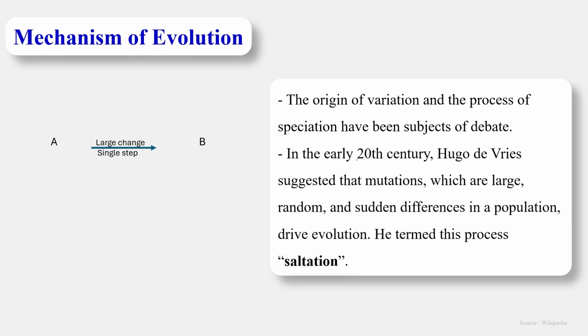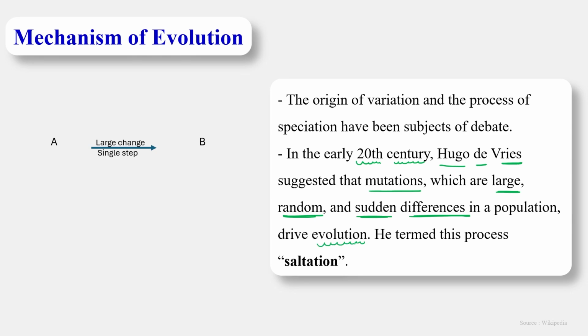So in the early 20th century, there was a very big name, Hugo de Vries, another scientist. He suggested another theory which is known as mutation theory. According to him, mutations are large, random, and sudden differences in a population that drive evolution.